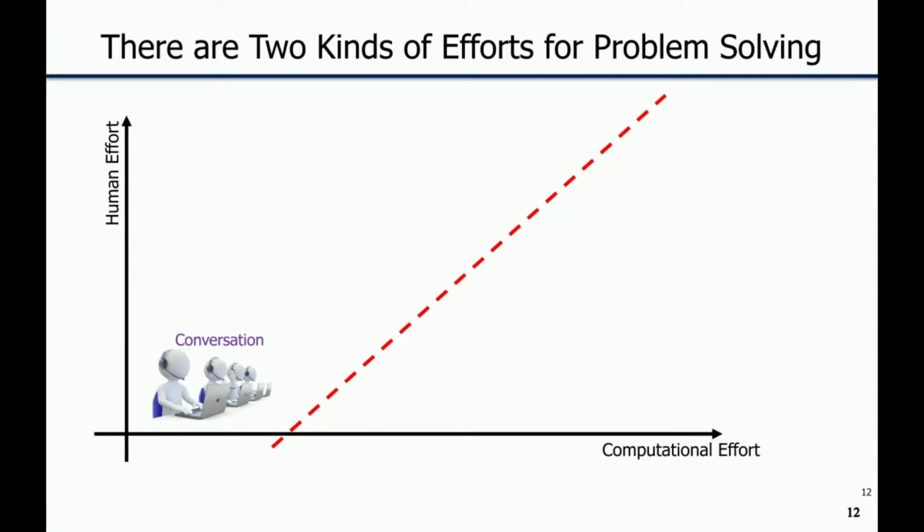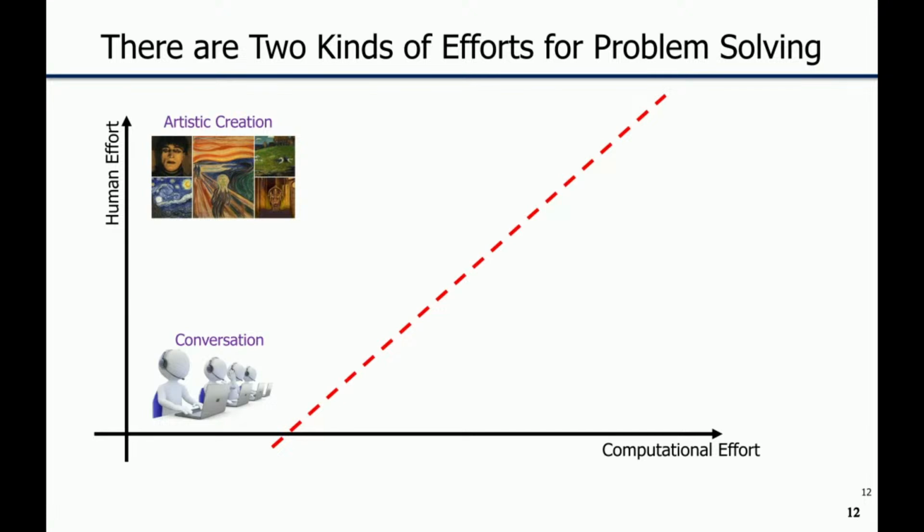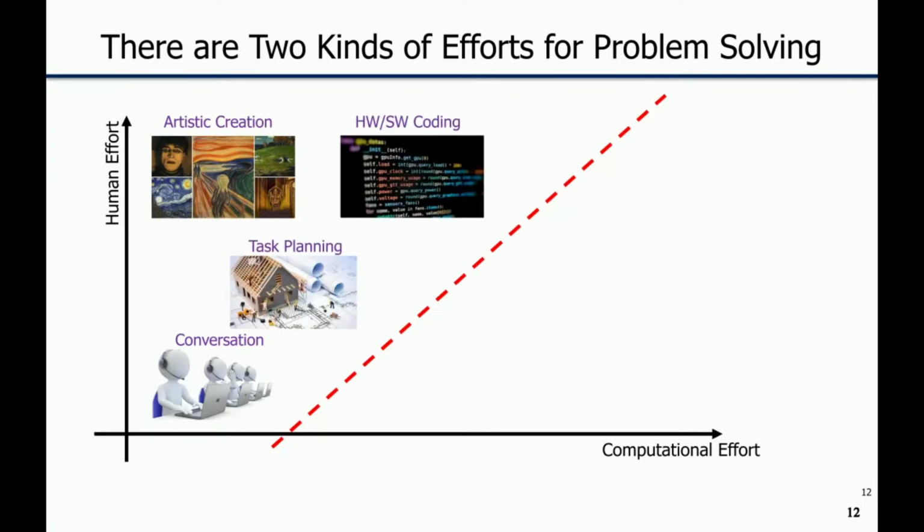For conversation, you don't require much human effort, and you also don't require much computational effort. Artistic creation, like you draw a picture, takes a lot of human effort, right? And then we have task planning, hardware and software coding. All these things take lots of human effort, so we want to generate the solution. These are all going to be disrupted by generative AI, the large models, right? They are here to replace us. They can do all these things, right?